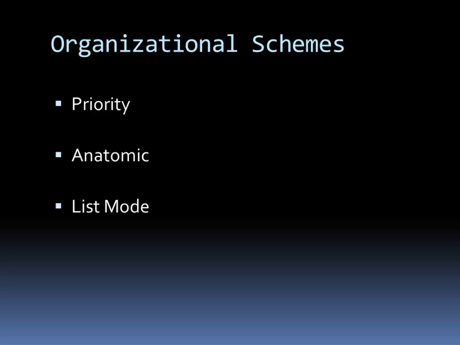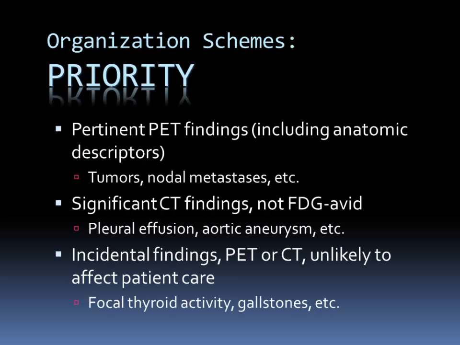The three techniques that I've used over the course of my career have been order of priority, anatomic detail, and then list mode, or more of a templated format. And I'll show you what those look like. For order of priority, basically the information contained in the PET scan is listed in the following order. You begin by describing the pertinent PET findings, and those may be things like the primary tumor, nodal metastatic disease, sites of distant metastatic disease.